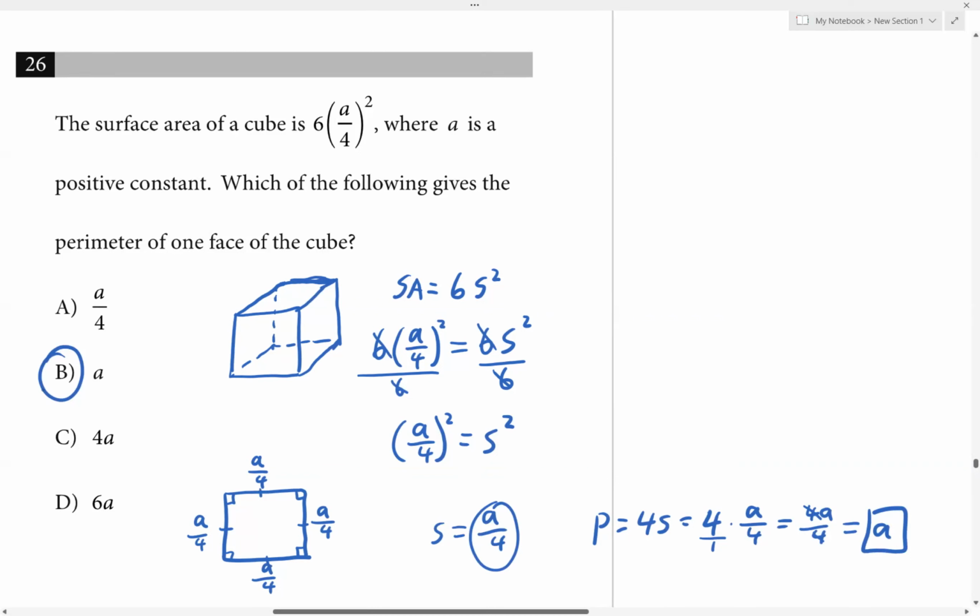All right, so for this one, although we don't know what a is, we can still plug into the surface area. This formula is not given, but it's helpful to keep in mind: the surface area of the cube. That's 6 sides, so 6 times s squared for the total surface area. So we plug it in, solve for the side, and then we can solve for the perimeter. So for 26, the final answer is B.